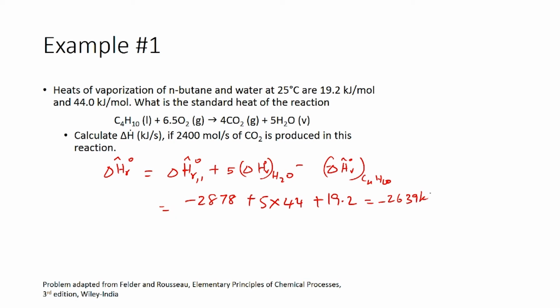2639 kilojoules per mole. So, now for the same 2400 moles of carbon dioxide to be formed, the enthalpy change will be different. Delta H dot would be equal to 600, which is the extent of reaction, times the new heat of reaction for this third reaction, which is minus 2639, giving you a total change in enthalpy of 1.58 times 10 power 6 kilojoules per second.